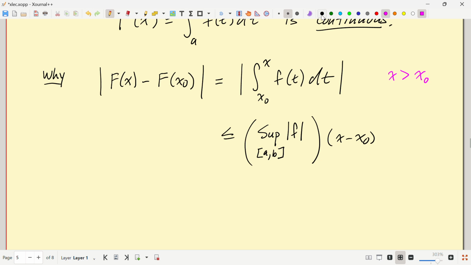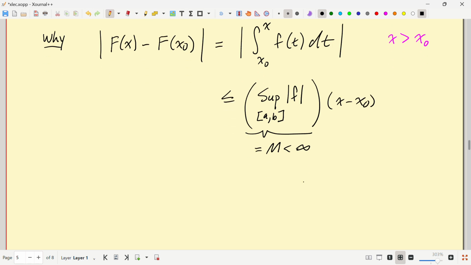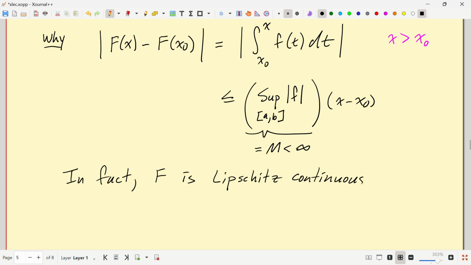So in fact, F is Lipschitz continuous. This is equal to M, which is finite. And therefore, in fact, F is Lipschitz continuous. So that's nice to know.